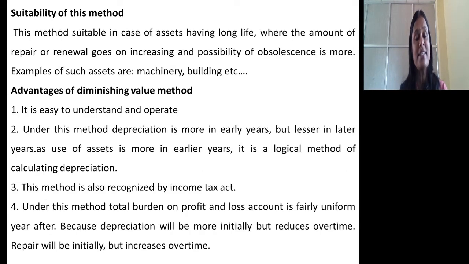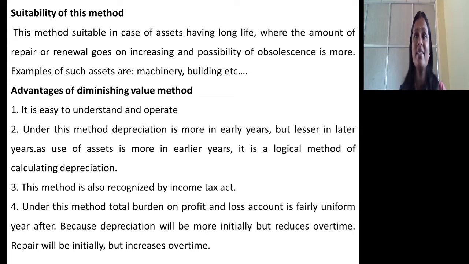Let me move towards the suitability of this method, meaning for which type of asset we make use of this method of charging depreciation. This method is useful in the case of assets with a long life, where the amount of repair and renewal goes on increasing as time passes, and where the possibility of obsolescence is more. It is exactly opposite to which method? The original cost method. We studied it. The original cost method is suitable for such assets where repair and renewal is not that much and the possibility of obsolescence is comparatively lesser.